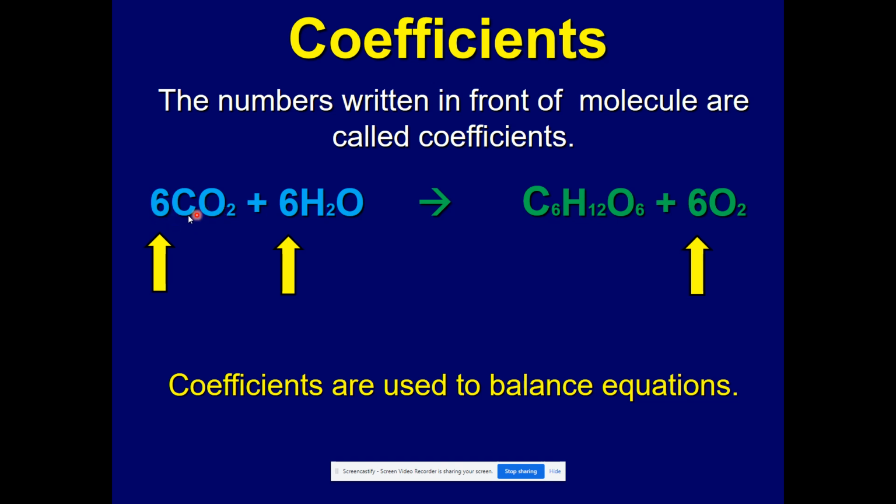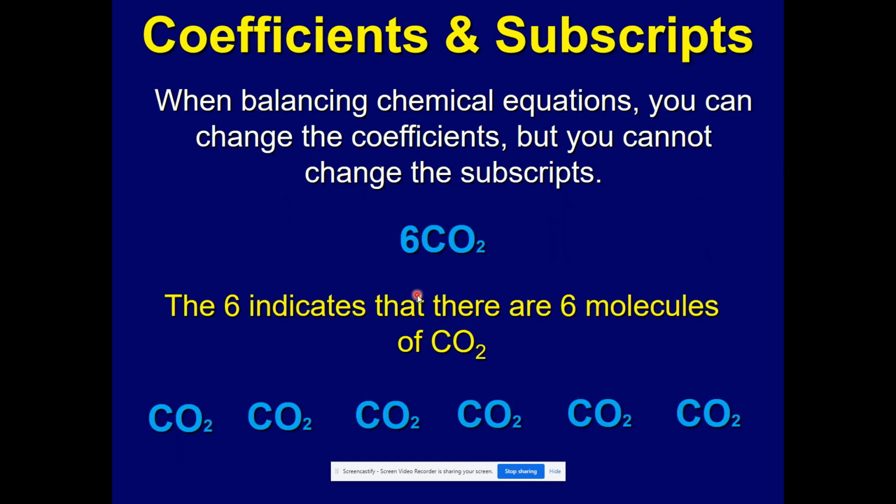Coefficients apply to all the elements after it for that compound. The 6 doesn't apply to this here, but it does apply to both the carbon and the oxygen, actually to 2 oxygen atoms. So if you put the 6 here, what this is saying is that there are 6 carbon atoms, and there are 6 times 2, or 12, oxygen atoms in this molecule here of 6 CO2. You're saying there are 6 CO2 molecules. All right, that's what a coefficient is, and that's what we use to balance equations.